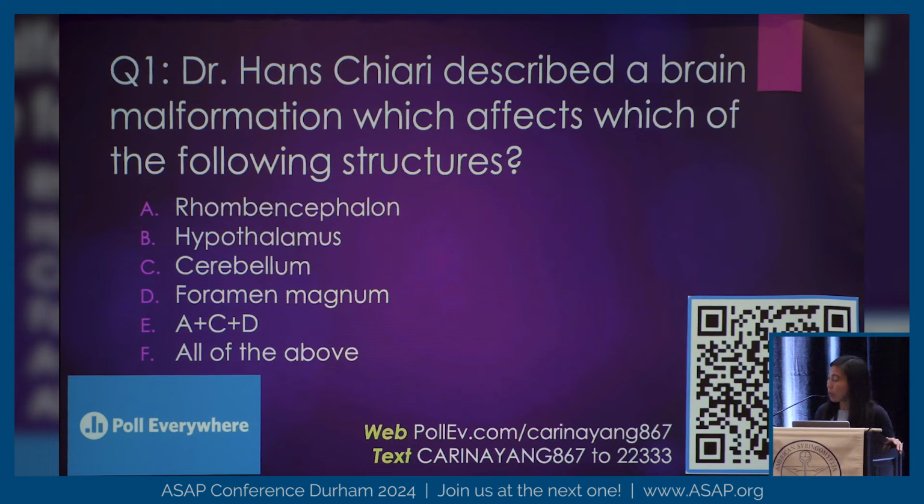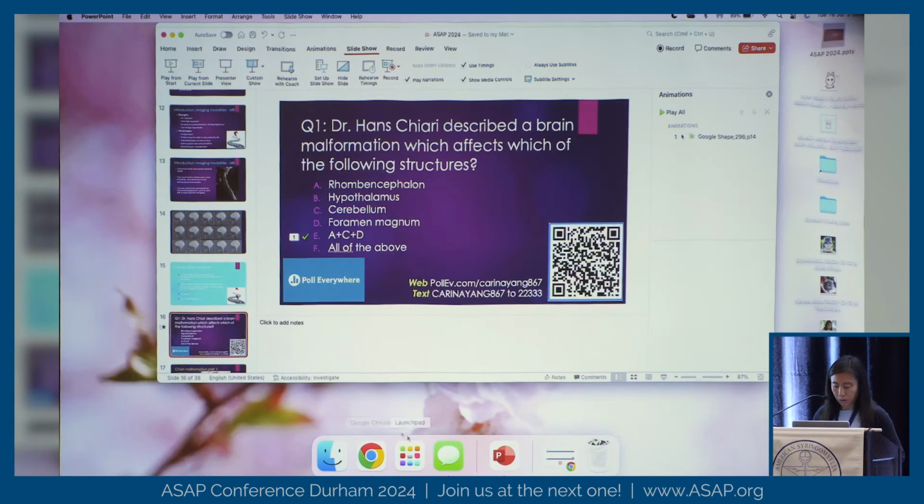All right, so now we're on to our next question, and then I'll see if I can share the screen. Question 1: Dr. Hans Chiari described a brain malformation which affects which of the following structures? A, rhombencephalon; B, hypothalamus; C, cerebellum; D, foramen magnum. E would be choices A, C, and D, which is the rhombencephalon, cerebellum, foramen magnum, and F is all of the above.